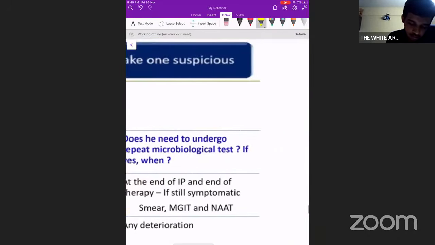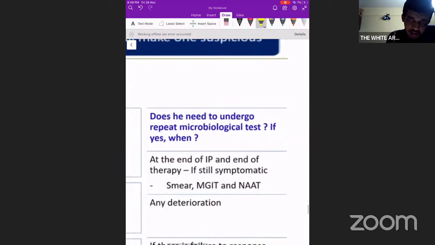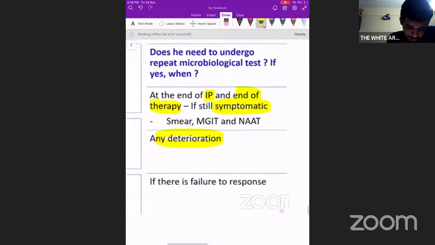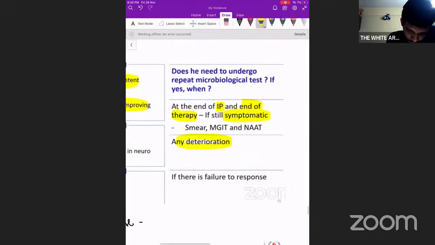Next, what is the role of repeat CBNAAT then? So repeat CBNAAT is done only at the end of the induction phase or at the end of therapy, and only when the child remains still symptomatic, or if there is any deterioration. Okay, fine. Or if there is any failure to respond. So that is the present guidelines.